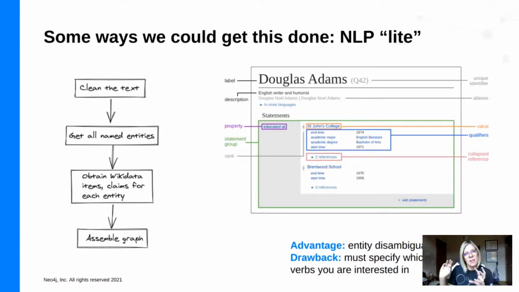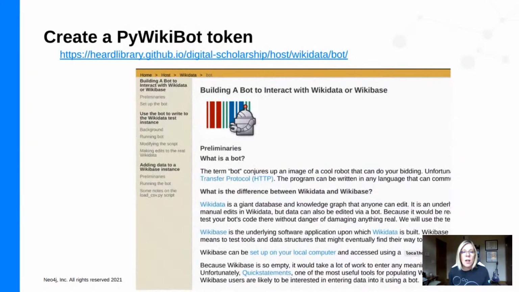I mentioned that there's the Q code, which is the unique identifier for Douglas Adams. P codes are the properties or the verbs. So I would have to specify, there's going to be a number associated with educated at. I don't remember what the number is off the top of my head, but let's say it's P28. So I would have to specify that I'm interested in the P28 properties of Q42. So I have to specify the verbs. That's a drawback here.